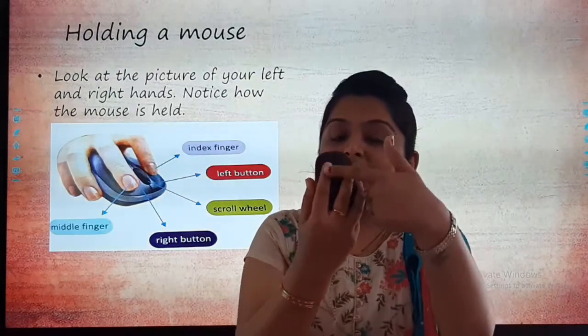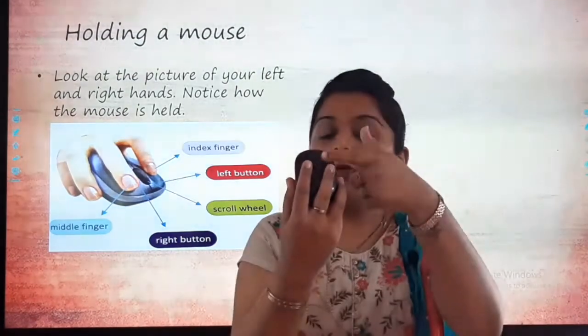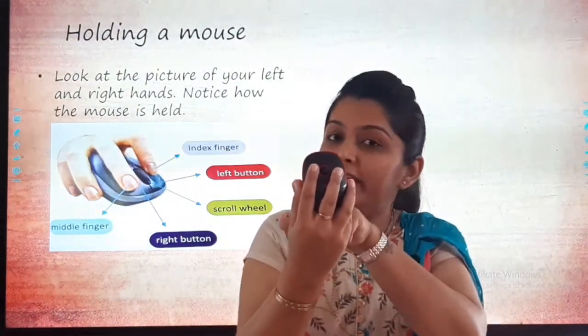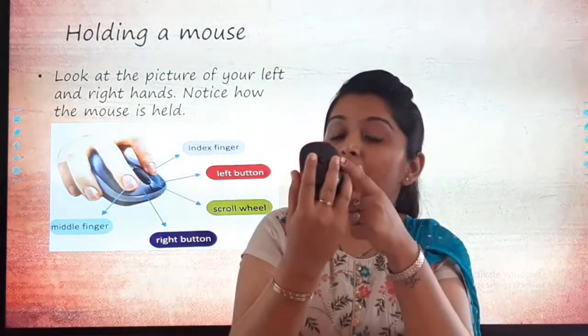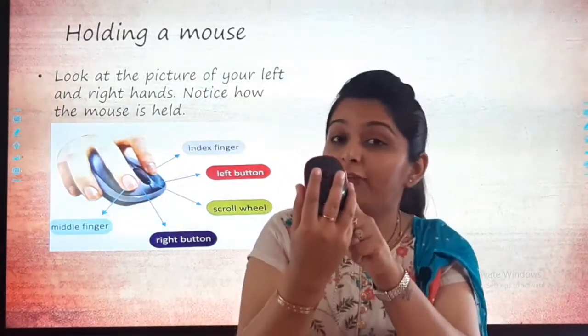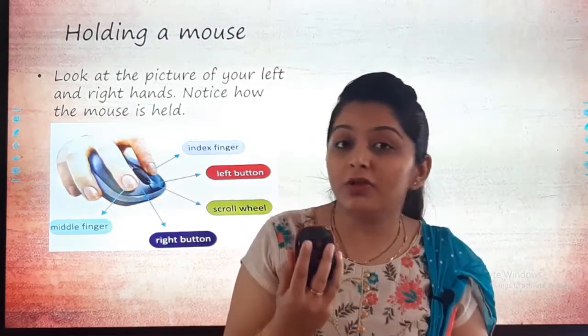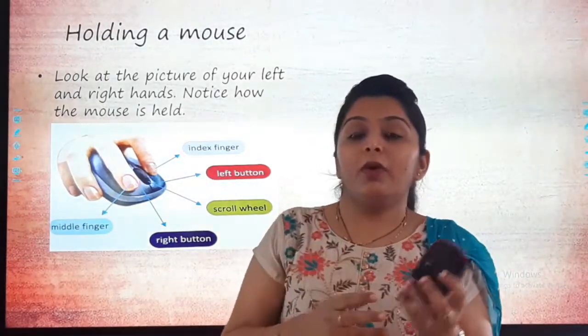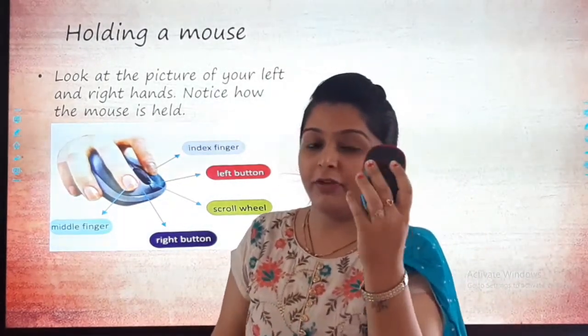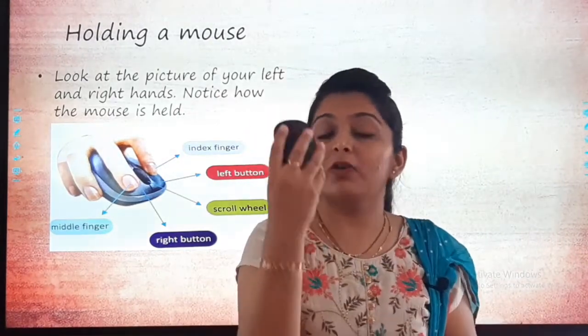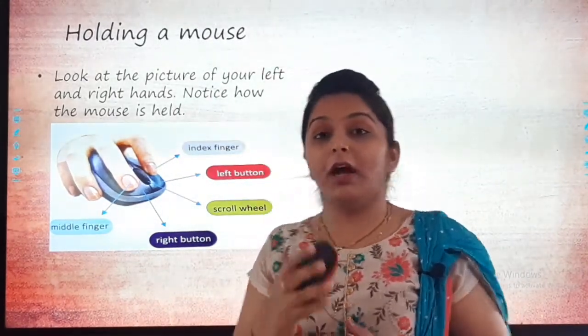Okay, this is the right button. I am holding it with this, my index finger, and here is my middle finger on the left mouse button. Understood the difference? Okay, if you hold it with the left hand, this is the difference, and if you are holding the mouse with the right hand, this is the difference.